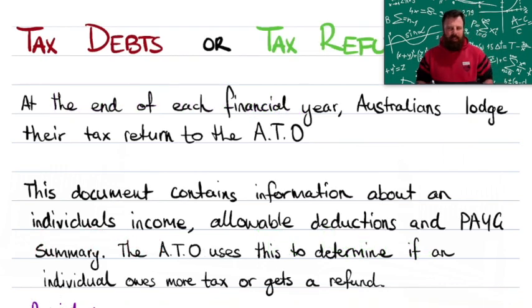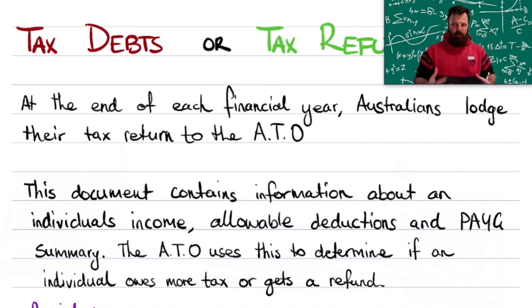We talked quickly last lesson about what happens at the end of the financial year. So at the end of June 30, all Australians need to lodge what's called their tax return to the Australian Tax Office. Now, it doesn't have to be done straight away if you're doing it by yourself. You have from July till the end of October to submit that. If you're going to have an accountant do that for you, you have a little bit longer to get that handed in. So what is a tax return?